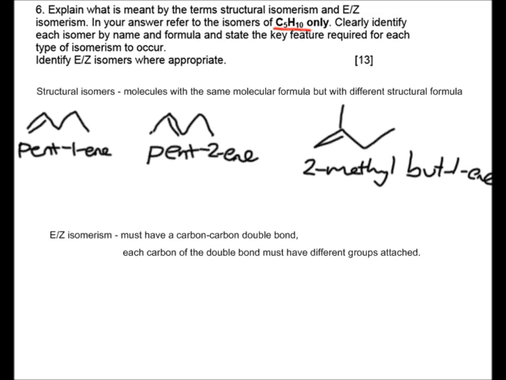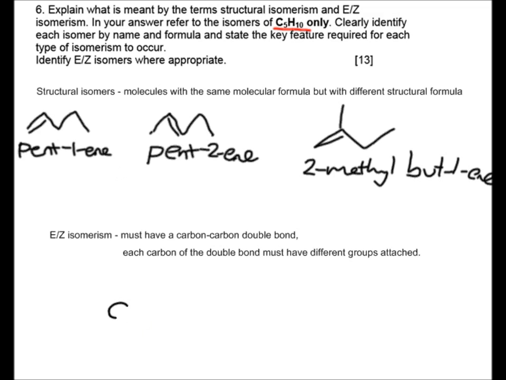For the examples of the EZ isomerism, we can use pent-2-ene because, as you can see, it's got a carbon-carbon double bond, and also each carbon of the double bond has different groups attached. So this carbon here has a methyl and a hydrogen group attached, and this carbon has an ethyl group and a hydrogen attached.